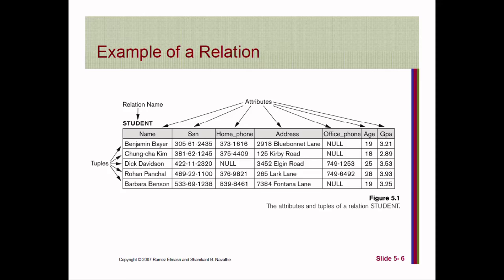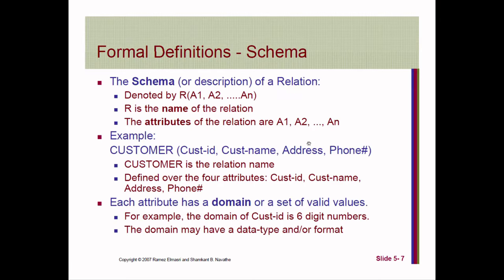So that's basically what a relation is. A relation is simply what we know as a table. And a relation consists of tuples and attributes. Each attribute has a particular attribute header or name. Some formal definitions. Schema, we already know what a schema is. Schema is the structure of the table.